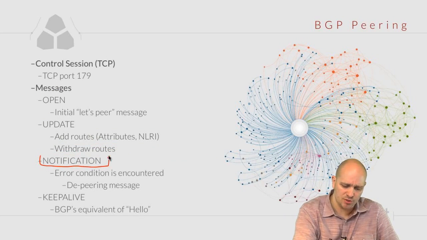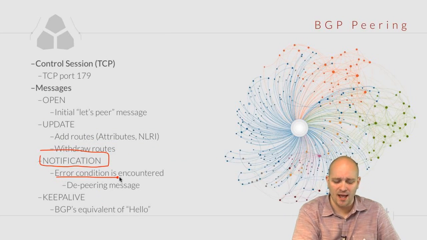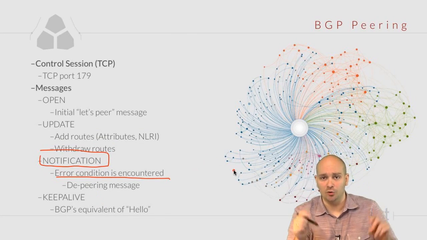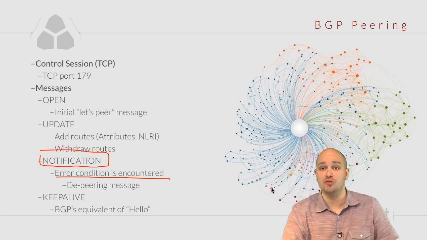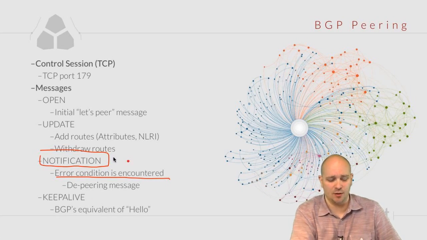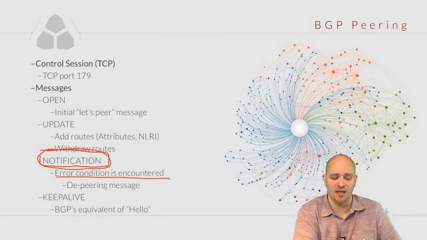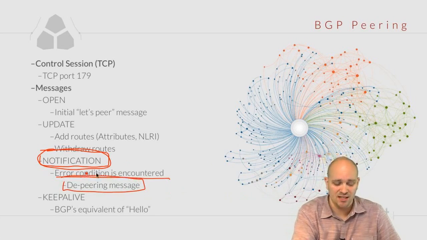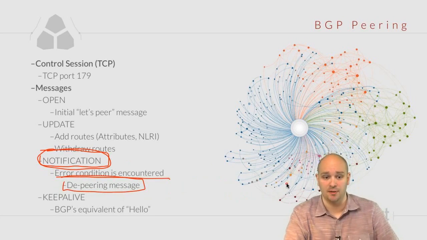The notification message is used by BGP when an error condition is encountered. Now, keep in mind that the "error condition" might be simply a neighbor signaling the other neighbor to cease the session. So it's perfectly normal to tell the other neighbor, hey, let's stop peering, but there is really no error condition. Or if any error condition is encountered, one neighbor will send a notification message to the other neighbor, which is simply a de-peering message. It means, okay, let's stop this session.